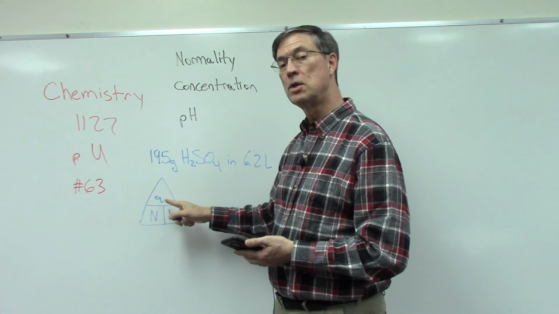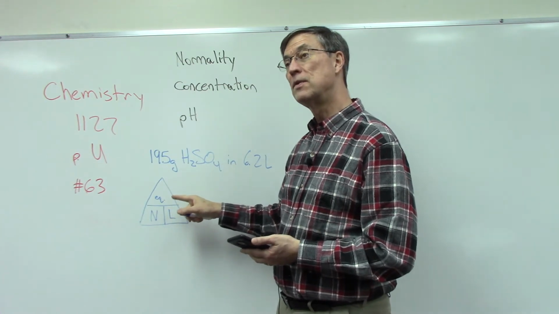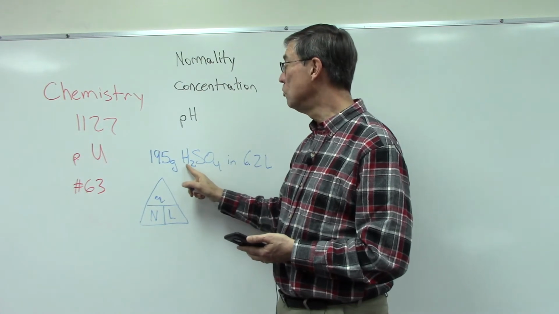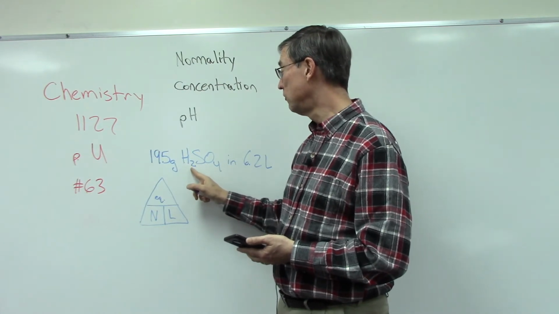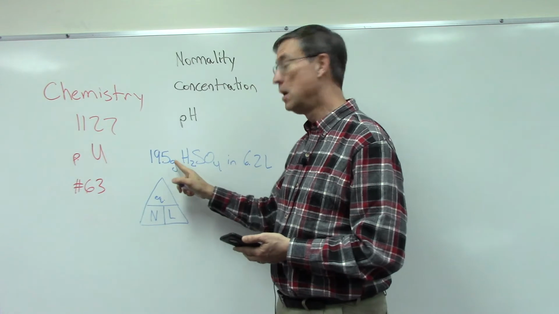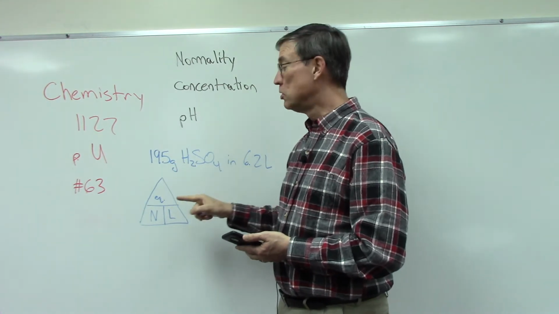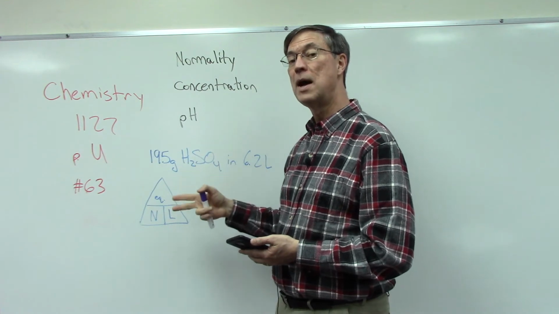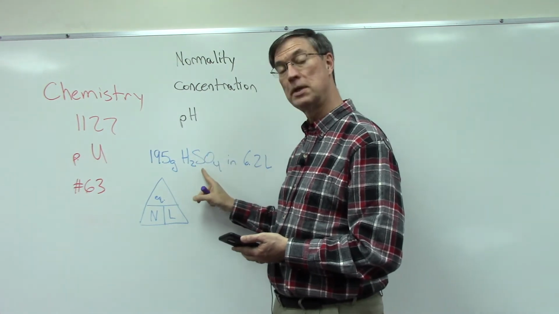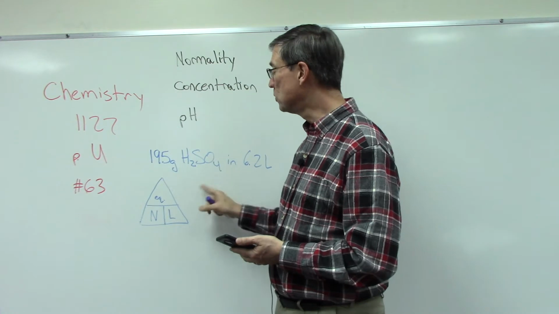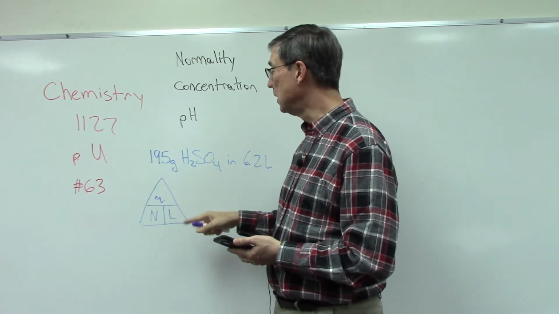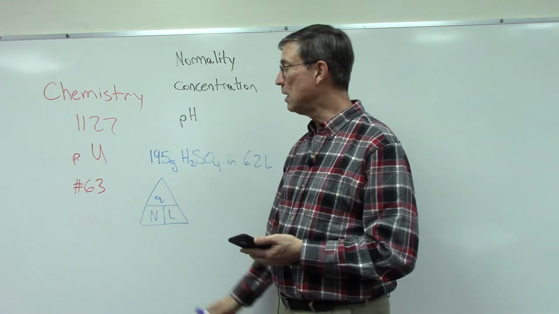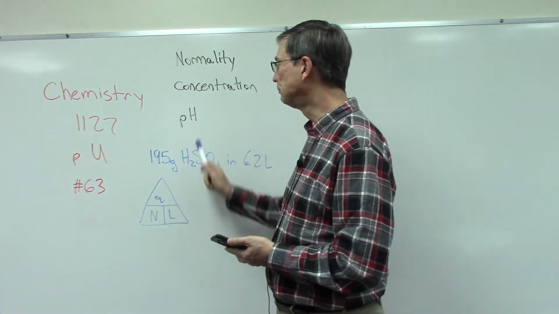So sometimes the equivalence is, like if it's H2SO4, we actually have 2 moles of hydrogen for every 1 mole of H2SO4. So to find the equivalence, we would have to multiply 2 times the number of moles for this particular acid. So we'll go through this one in a minute, then you divide by the liters, and you get the normality. Okay, concentration, we'll talk about that when we get to problem 64.